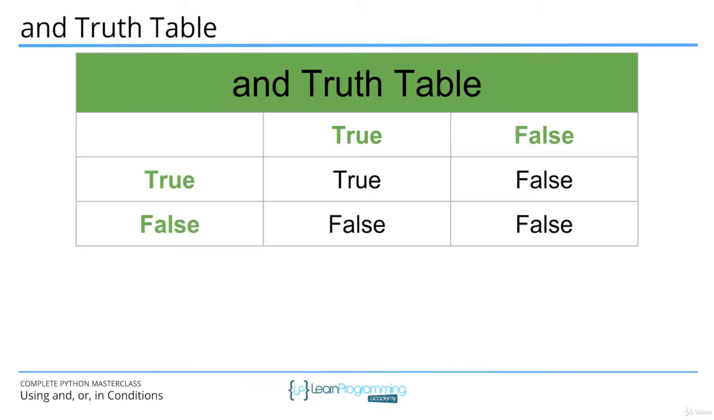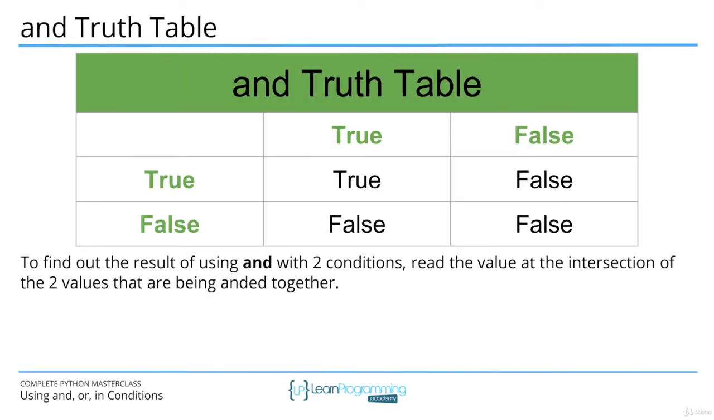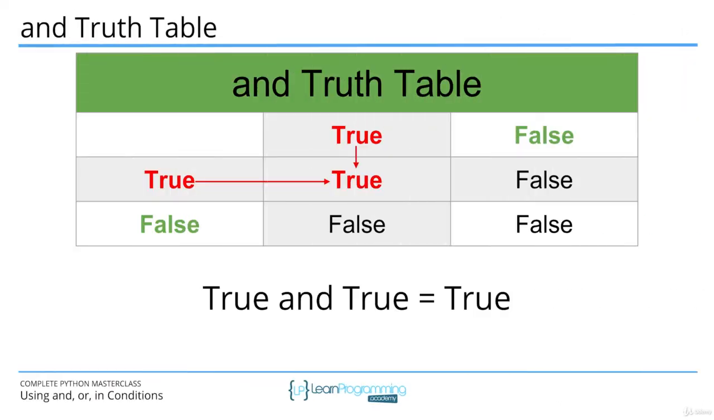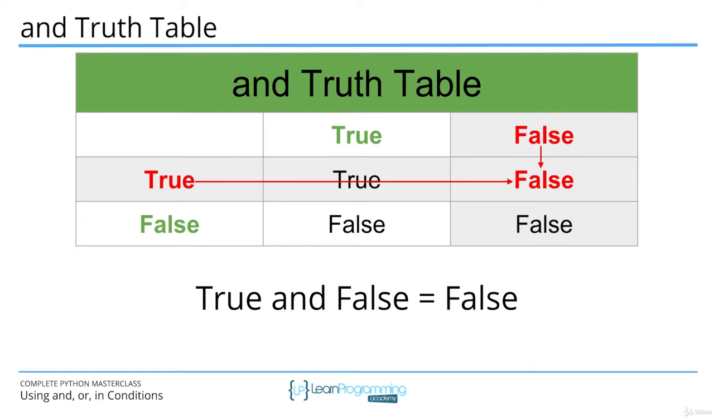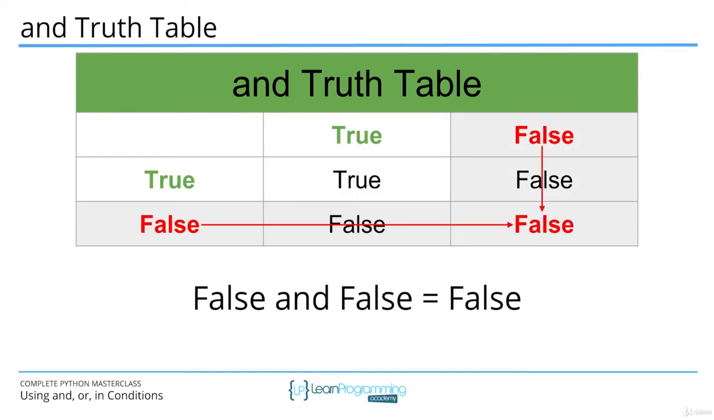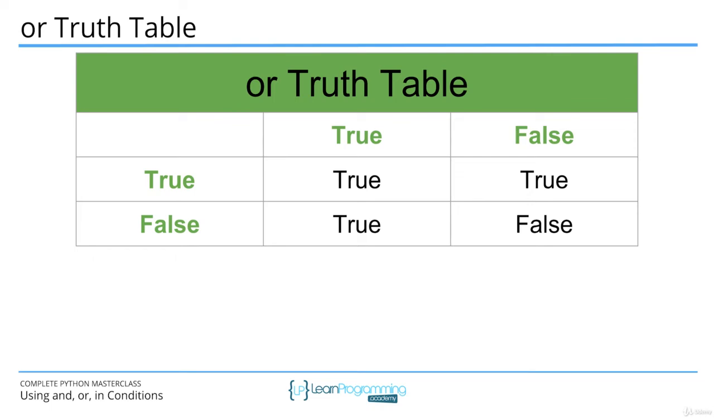Right, so here's the and truth table. To find out the result of using and with two conditions, read the value at the intersection of the two values that are being anded together. So the next 4 slides will show the results for each of the combinations of true and false. So true and true, as you can see here, no surprises, is true. True and false, well, that's going to give us a false. False and true is going to give us a false. And lastly, false and false gives us a false. So that was the AND truth table.